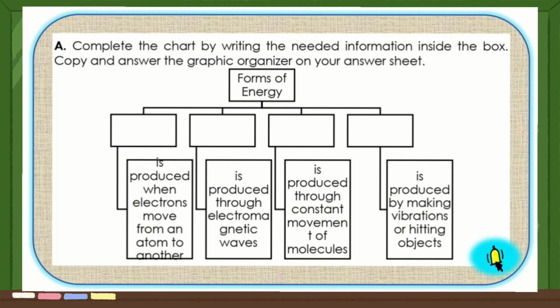Okay, next, complete the chart by writing the needed information inside the box. Copy and answer the graphic organizer on your answer sheet. So what are the different forms of energy? So it is produced when electrons move from one atom to another. Okay, so this is electricity. Next, it is produced through electromagnetic waves. The answer is light energy.